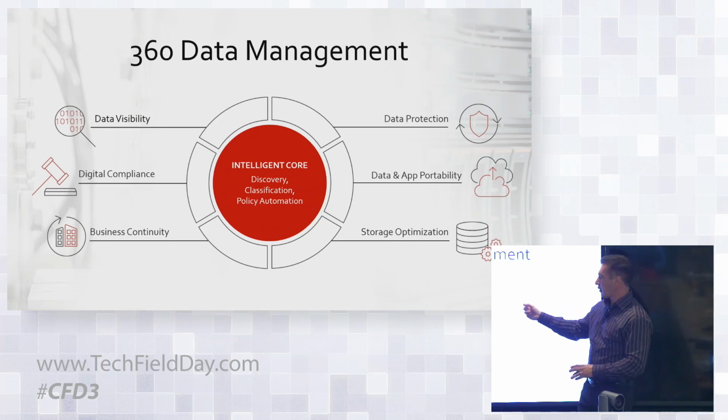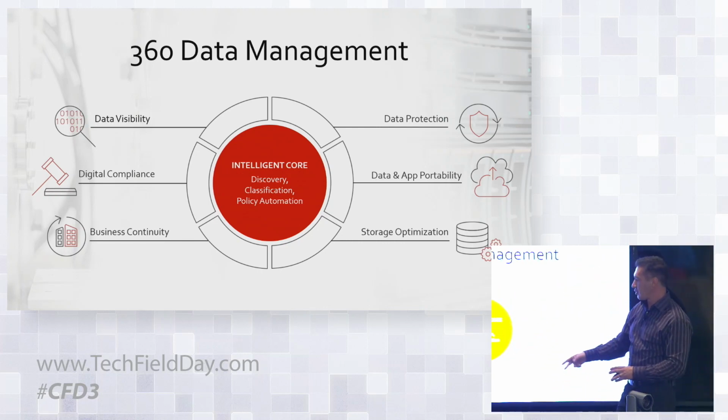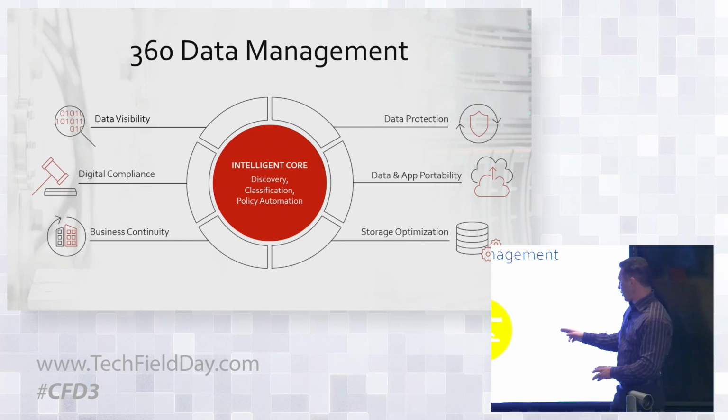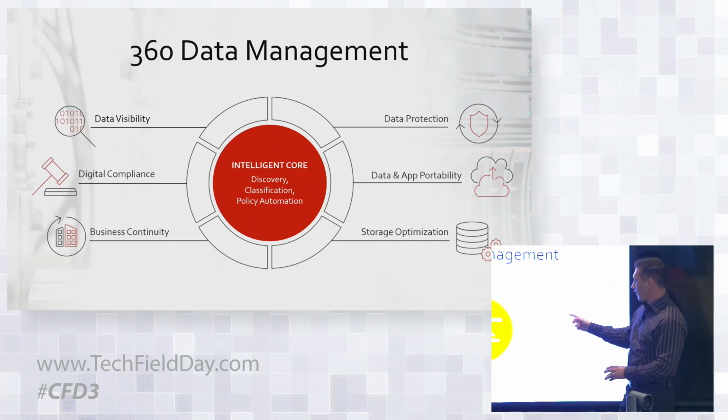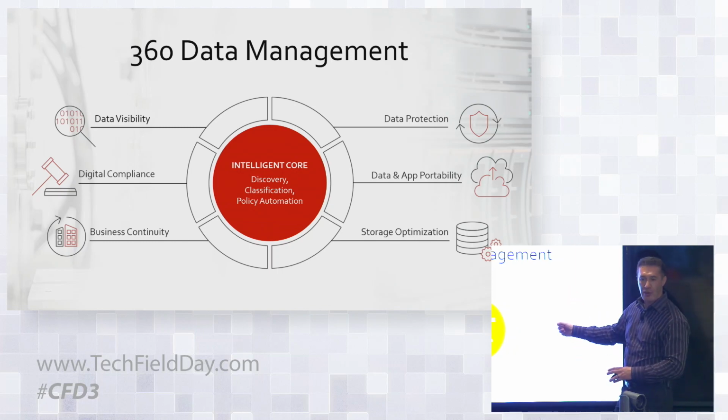That's one set of products, but it all has to work with a number of other value-added data services to do things around discovery, classification, and policy automation. Data and app portability is another thing. If I'm going to take data that I've protected and move it off into a cloud setting, which our data protection product can do, can I then go and spin up one of those cloud instances as a test and dev instance? That's what this data and app portability portion can do.